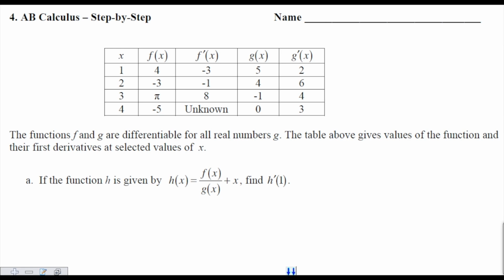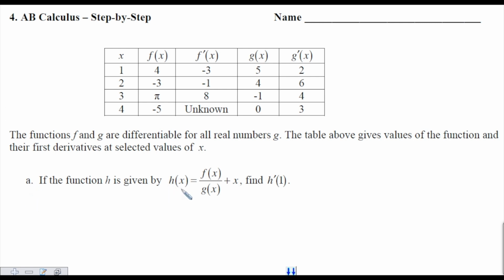This is number 4, and this is a discussion about how to do derivatives with tabular data. So notice that we are given a function defined and we're asked to find the derivative. And in that derivative, notice that we have a table of values for derivatives and functions. So let's just go ahead and tackle number 1, or part A.